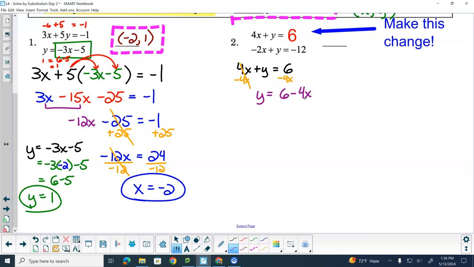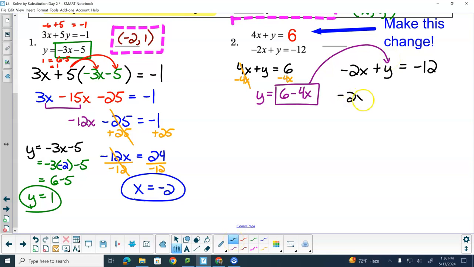Okay? All right, so my other equation is negative 2x plus y equals negative 12. And I've got to put this in now for y. And it's a great idea to rewrite that equation. Don't try to fit all that in the little section, just rewrite it.